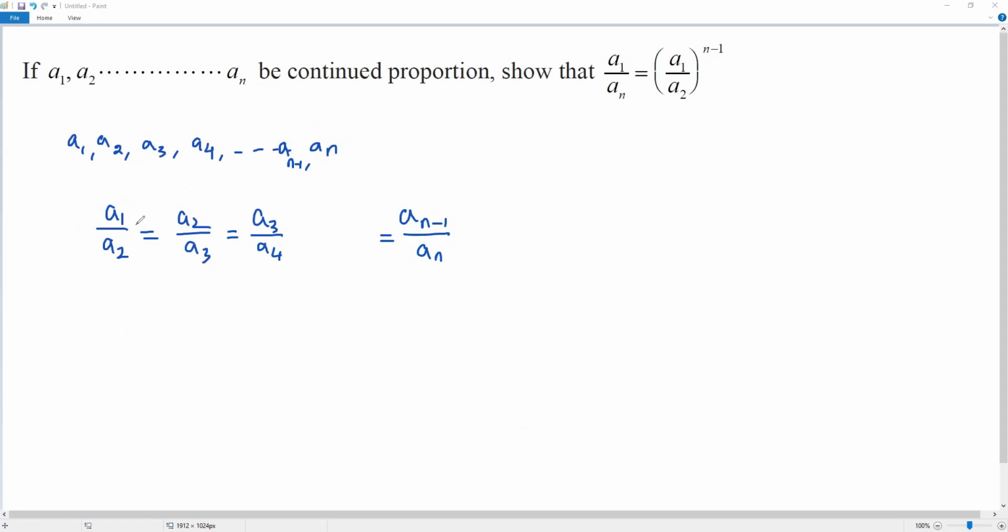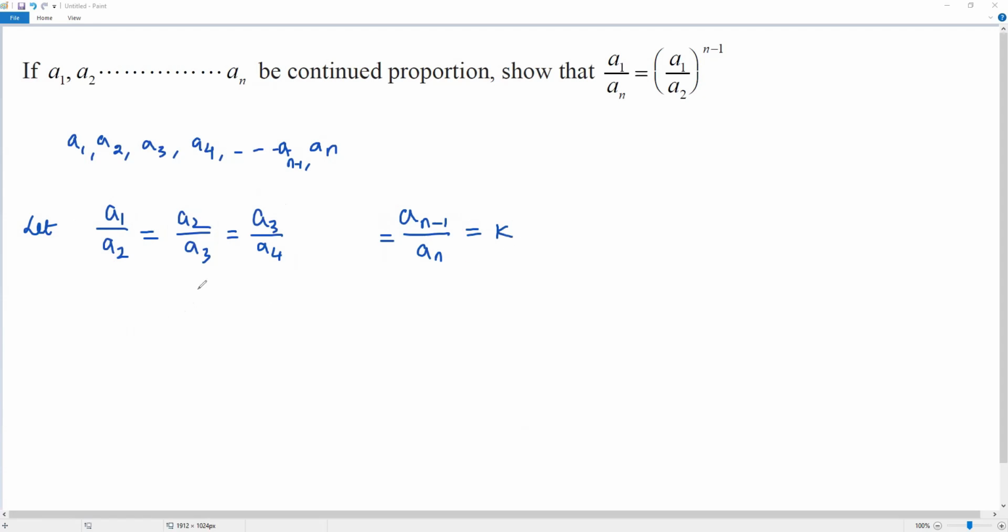Now let me assume the value of a1 divided by a2 as just k, a constant. Then what is the value of this one? This one also must be k. The value of this one also must be k. The value of this one also must be k, because all of them are equal. So let me assume each ratio in this proportion is equal to k.